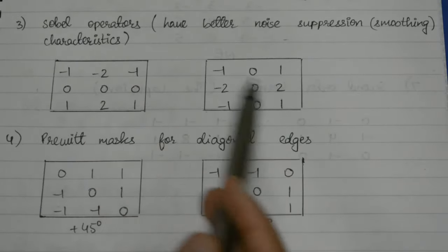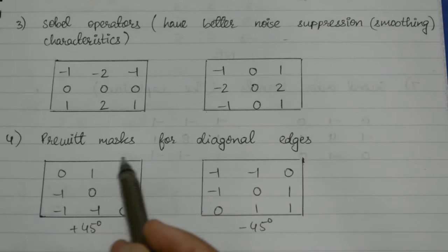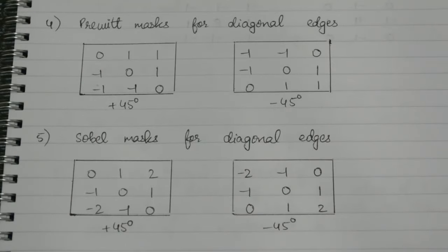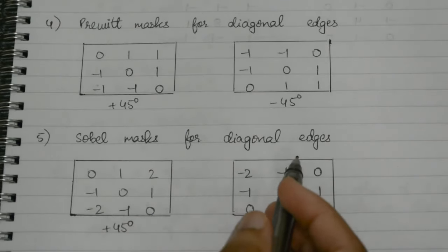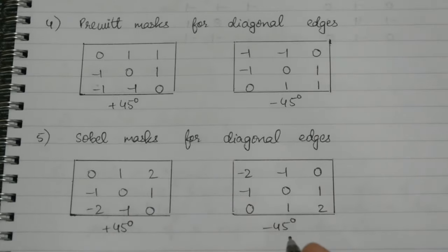So these are the two filters which come under Sobel operators. And then we have Prewitt masks for diagonal edges. For plus 45 degree angle we have this one, and for minus 45 degrees we have this. So again, kindly note these down. Then for detection of diagonal edges, we have Sobel masks for diagonal edges: for plus 45 degree angle, this is the mask, and for minus 45 degree angle, we have this mask. So these are all our first order derivative filters.